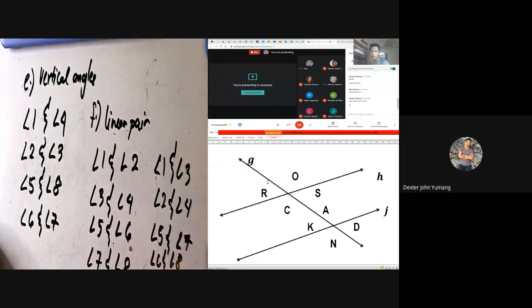Okay, allow me to change the color of the line. Ay, hindi na pala ma-change.